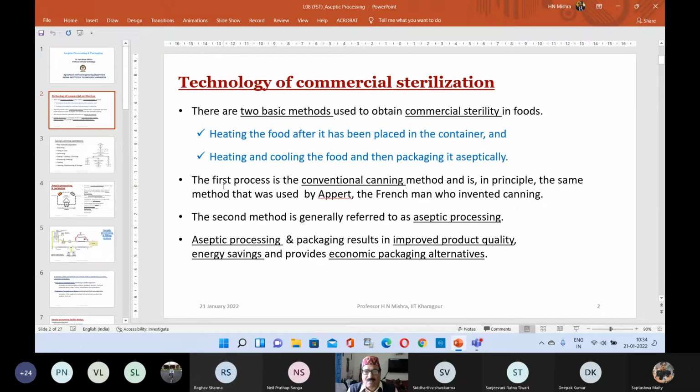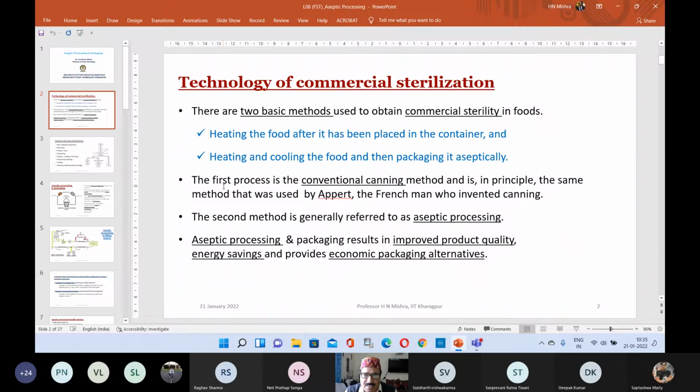There are basically two basic methods used to obtain commercial sterility in food, to make sure that the food is bacterially inactive so that it has a comparatively longer shelf life. One is the heating of the food after it has been placed in the container, which is called the conventional canning method.